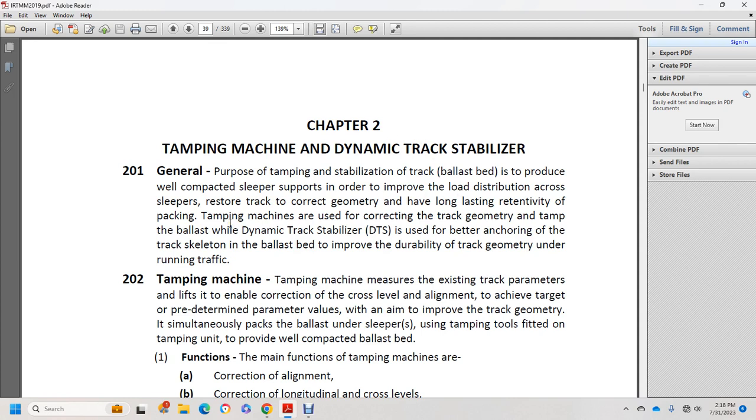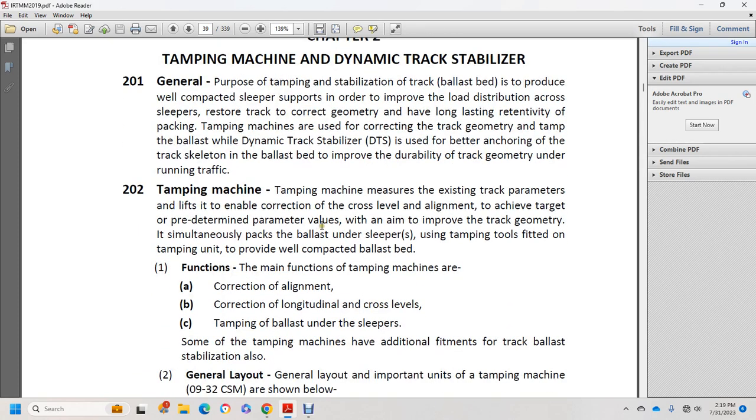2.0.2 Tamping Machine. Tamping machines measure the existing track parameters, lift, and enable the correction of cross level and alignment to achieve the target of predetermined parameter values, which aim to improve the track geometry. Simultaneously they pack the ballast under the sleeper using the tamping tools fitted with the tamping unit to provide a well-compacted ballast bed.